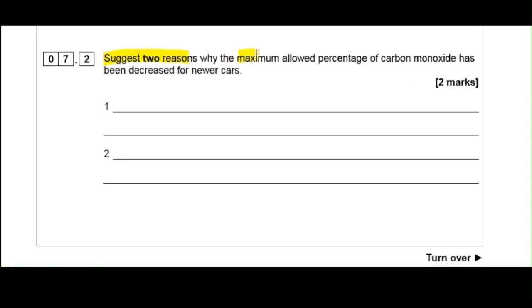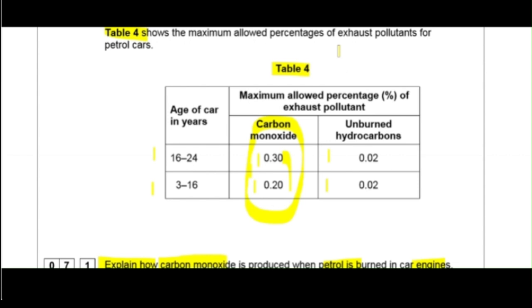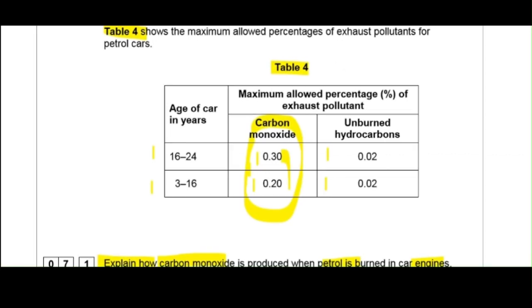Question 7.2. Suggest 2 reasons why the maximum allowed percentage of carbon monoxide has decreased for newer cars. If we go up to the table, you can see what we mean here. You can see older cars were allowed a higher percentage of carbon monoxide. So there are 4 possible answers here.